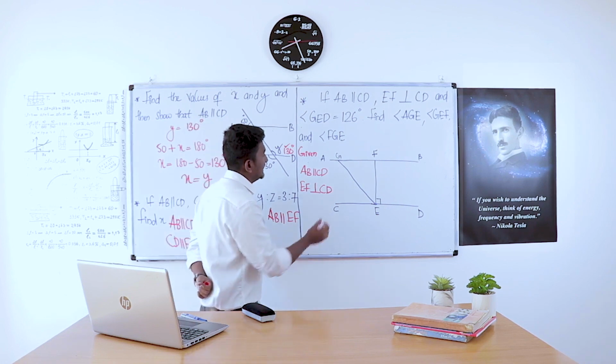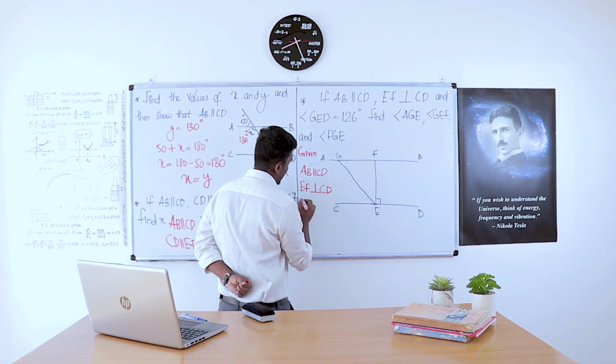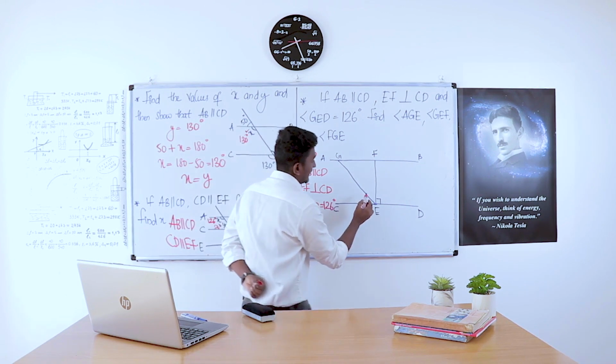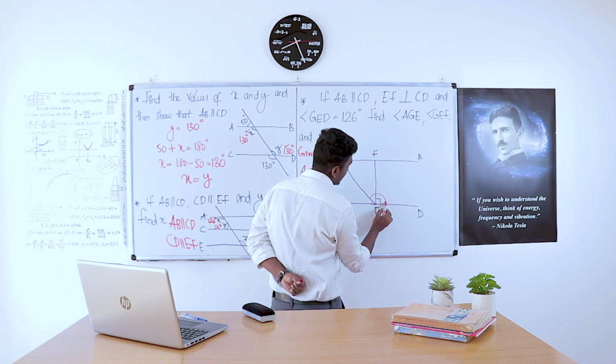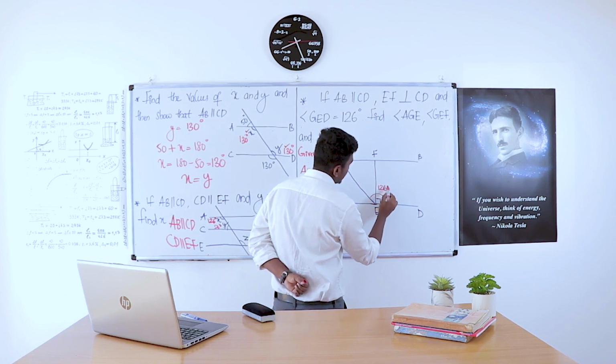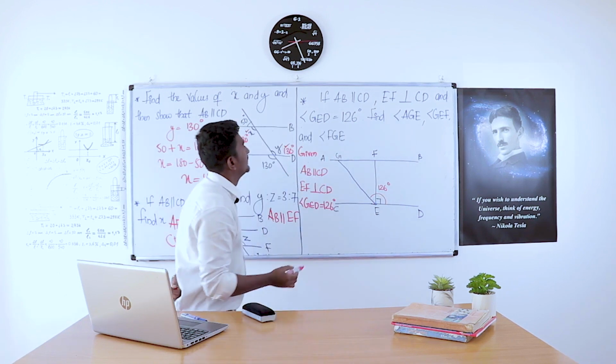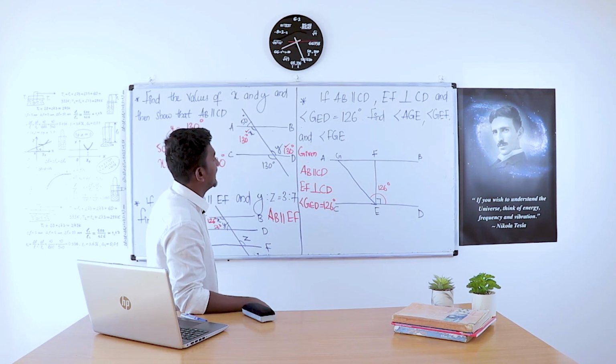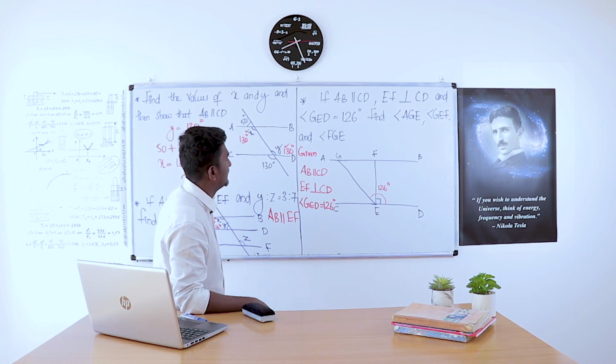Which is angle GED? This is angle GED, the total angle GED is 126 degree. We have to find angle AGE, then angle GEF, then angle FGE. Okay, look at the figure.